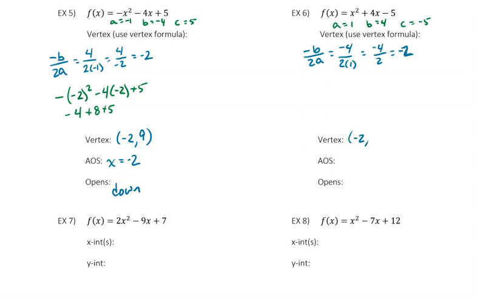It's going to be negative 2 comma something. Let's plug it back in and see what we get. It's going to be negative 2 squared plus 4 times negative 2 minus 5, which is going to be 4 minus 8 minus 5, which is negative 9 in this case. So we got negative 2, negative 9 as our vertex. Axis of symmetry is still x equals negative 2. And it is going to open up.